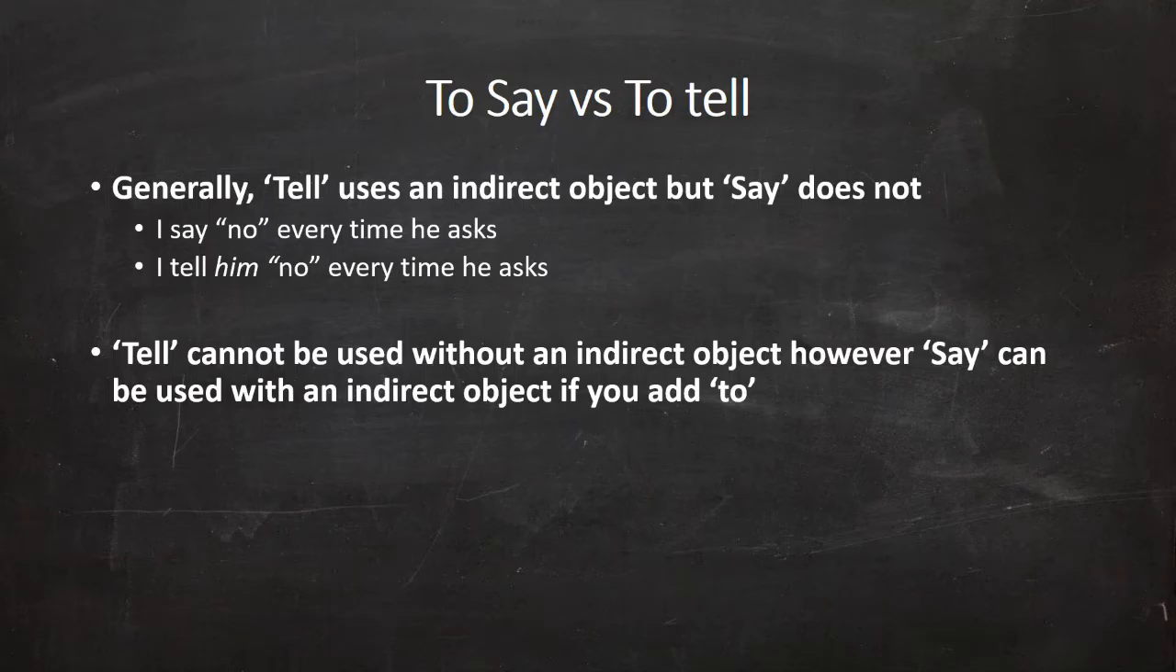Tell cannot be used without an indirect object. However, say can be used with an indirect object if you add to. I say no to him every time he asks. So you see, it would be incorrect to say I say him, but if you say I say to him, then it is correct.